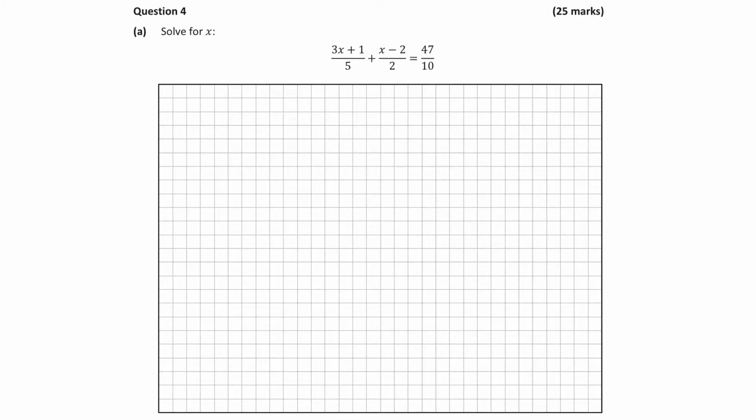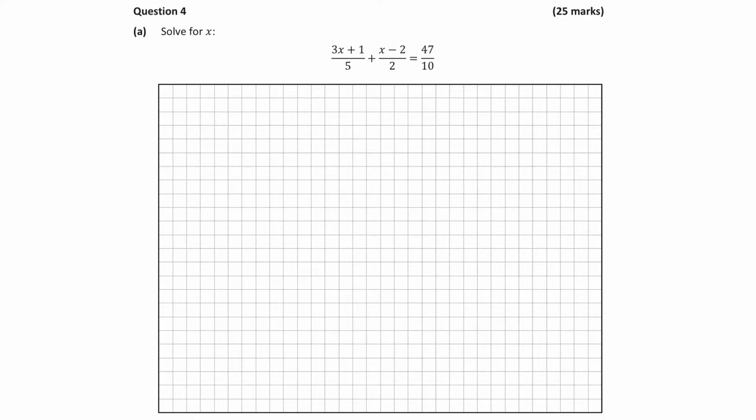Okay, so 2019, paper 1, question 4. Solve for x. You can see here we've algebraic fractions, and there's a number of different ways we could do this. We could get the same denominator for everything, and if it has the same denominator for everything, we could just ignore the denominator and just work with the numerators.